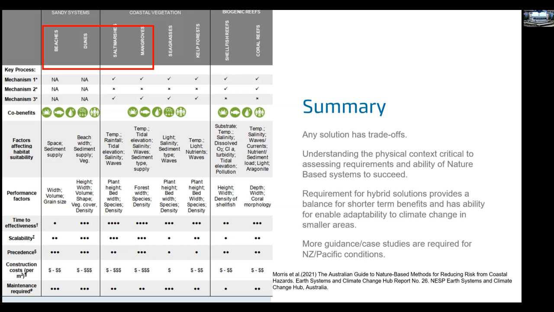So looking at the protected salt marsh, there's a lot less rock used, creating natural environments for biodiversity. I think there's going to be a very interesting discussion coming up in this session on carbon sequestration and whether we can get that into something like an ETS, getting an income from these nature-based systems. But we need to understand the physical context. The requirements for hybrid solutions need to balance the short-term benefits, but they have the ability to enable adaptation to climate change in smaller areas.